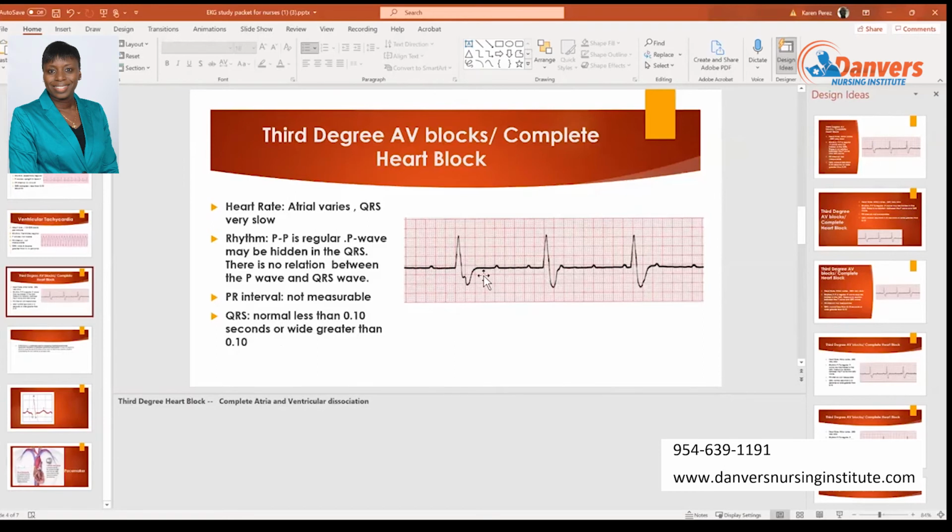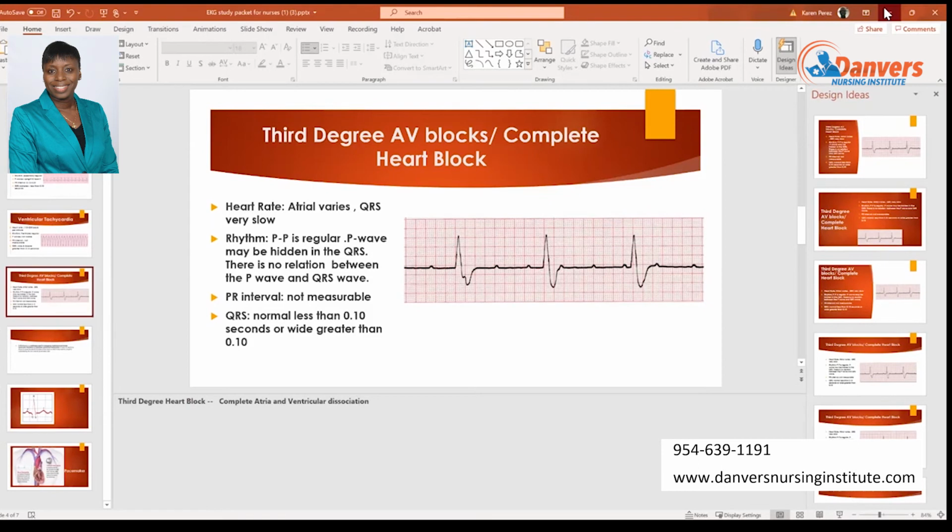So what you will see, you're going to see 1, 2, 3, 4 P's, but there's only 3 QRS's. So what you'll notice is that there are going to be fewer QRS complexes than P complexes. And that's how you identify third-degree block.